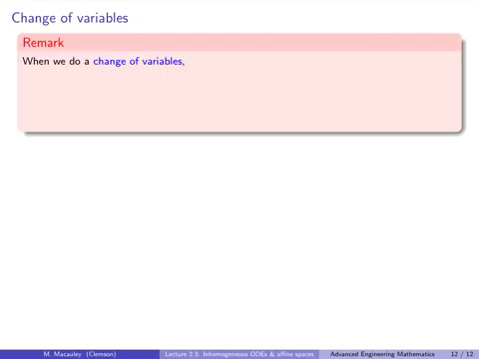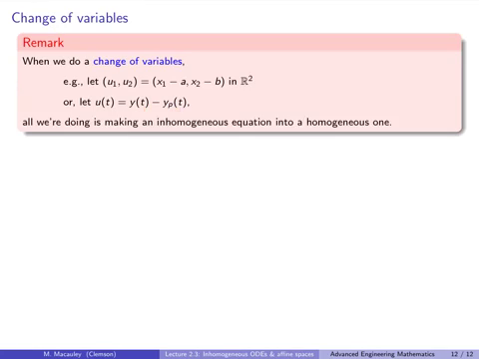I want to conclude with an important remark about changing variables. This is something that you've done in many situations, probably without even realizing what was going on behind the scenes. So when we do a change of variables, for example, maybe in R2, we're going to let u1 and u2 be x1 minus a and x2 minus b. Or maybe when solving an ODE, you want to let u of t be y of t minus yp of t. In both cases, all we're doing is making an inhomogeneous equation into a homogeneous one. I'll do an example in both cases.